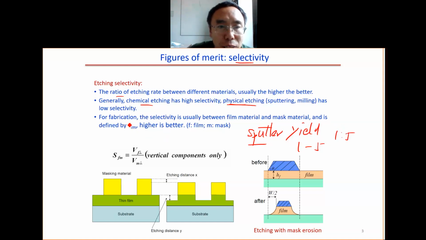For microfabrication or nanofabrication, the selectivity is usually between the film material and the mask material. For example, in this case, we want to etch this film material and use this material as the mask. This one can be the resist, a photoresist. As you can see here, when we etch the film by Y, the mask is etched by X. So the selectivity is given by Y over X. In this case, this is not very good because this Y over X number is not large enough.